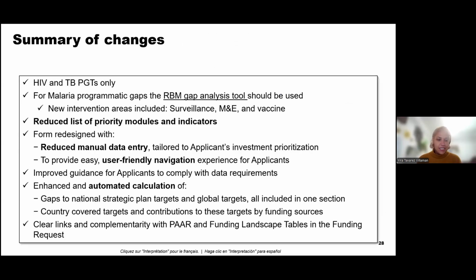In terms of the key changes for this grant cycle, note that there are only the HIV and TB gap tables in the funding request, because the malaria programmatic gaps should be estimated using the rollback malaria gap analysis tool. The HIV and TB GCA programmatic gap tables have been redesigned to reduce manual data entry that can be tailored to the applicant's investment prioritization and to include functionalities for a more user-friendly navigation experience. We will go over the key changes in the following slides.